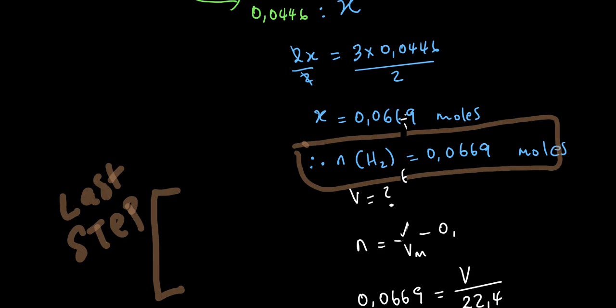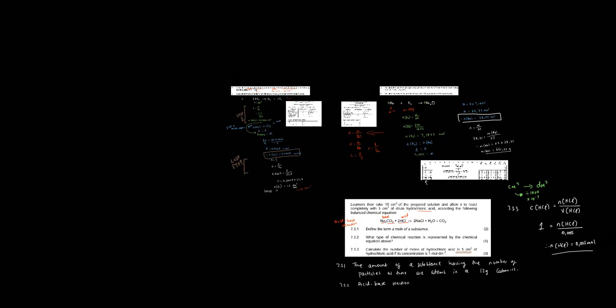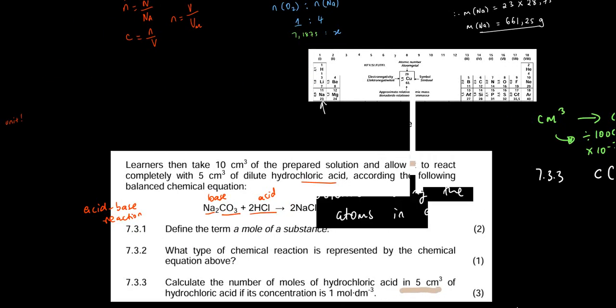So the main idea of it being a 3-step process is to get the moles of the compound that they are asking of. You understand? We get its moles first, then we can get its volume after, or the concentration after. I hope it's clear. So now, here in this question, what is different in this question?